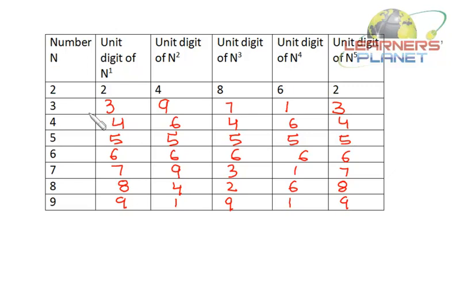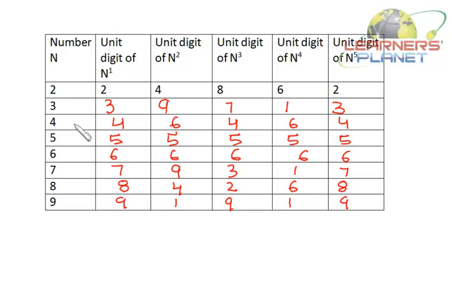Similarly, in the case of 3, we are getting 3, then 9, 7, 1, further 3, 9, 7 and 1. That means 3 is also maintaining the cycle of 4. Similarly, in the case of 7 and 8. Okay, so 2, 3, 7 and 8 are maintaining the cycle of 4.